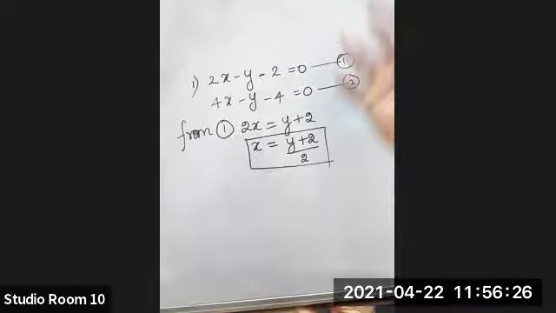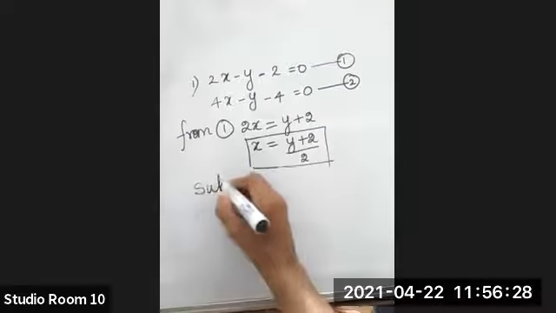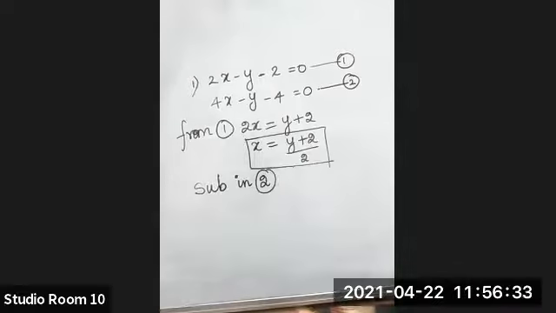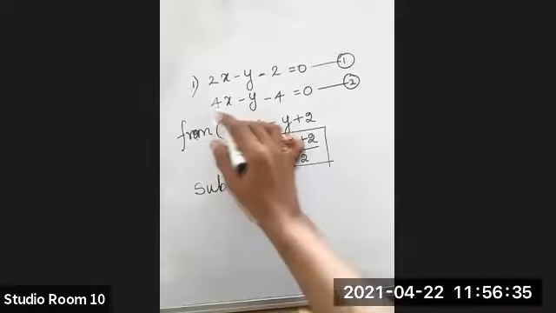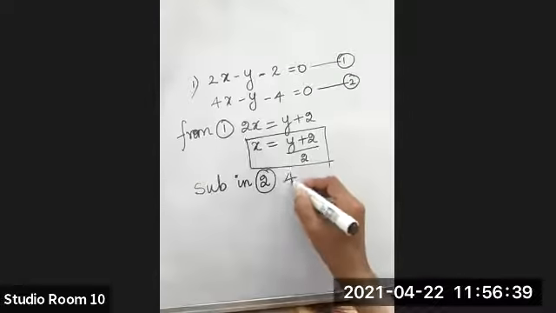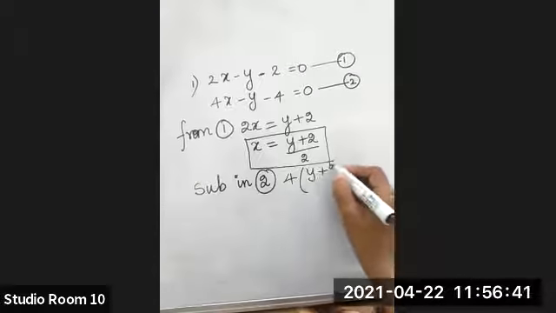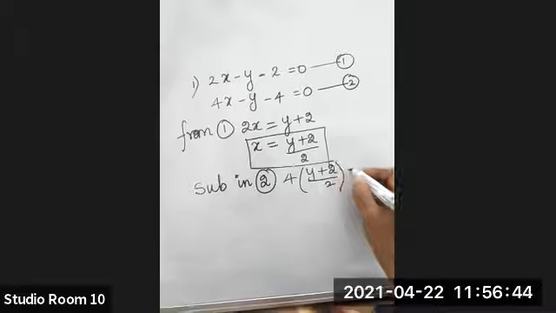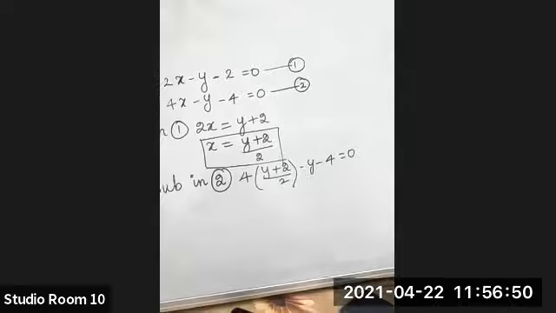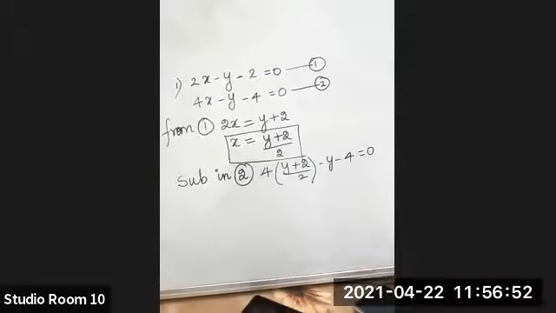Now we have to substitute this in the second equation. Where do we have to substitute? In the place of x, we can substitute this. So 4 into, in the place of x, we have y plus 2 by 2, minus y minus 4 is 0. Is it okay? 4 into y plus 2 by 2 minus y minus 4 is 0.